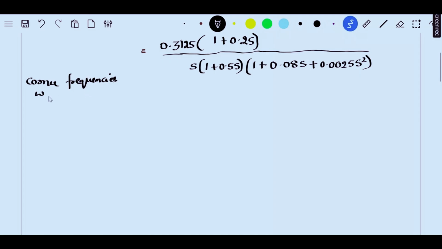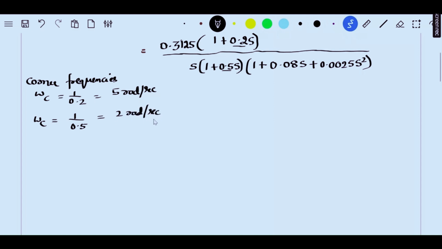The first corner frequency is from this 0.2 time constant. So 1 divided by 0.2, you'll be able to get 5 radians per second. And another corner frequency is this 0.5. So 1 divided by 0.5, you'll be getting 2 radians per second.